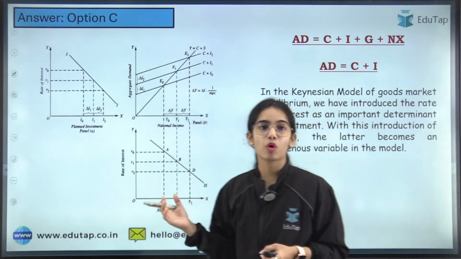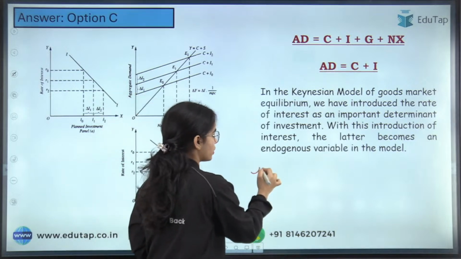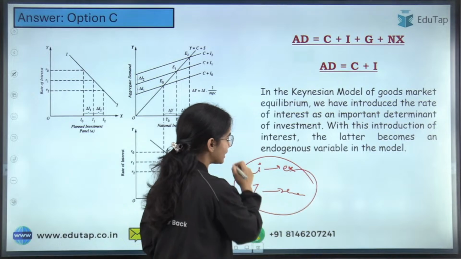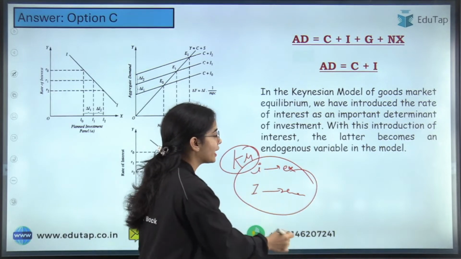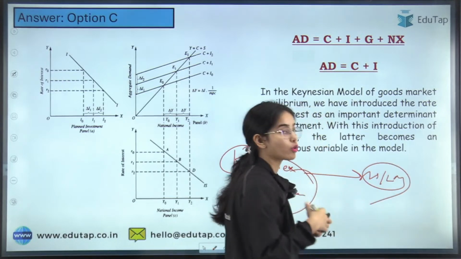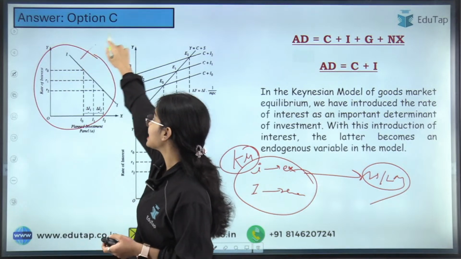That in the Keynesian model, the interest rate was exogenous and the investment was endogenous, and that's why the Keynesian model was breaking down, and that's why the ISLM model came. The ISLM model was brought so that we can bring this interest rate also inside the model.